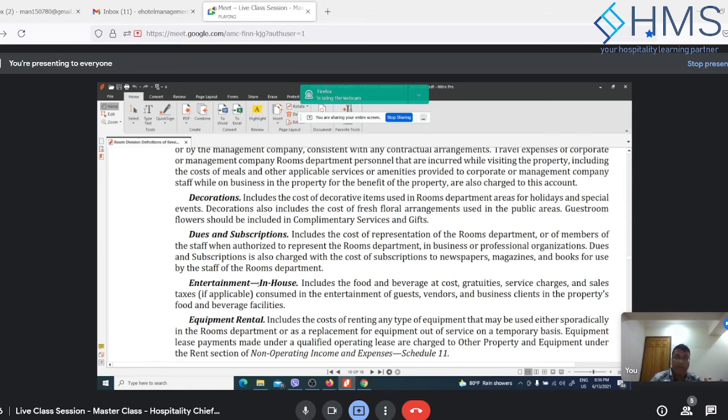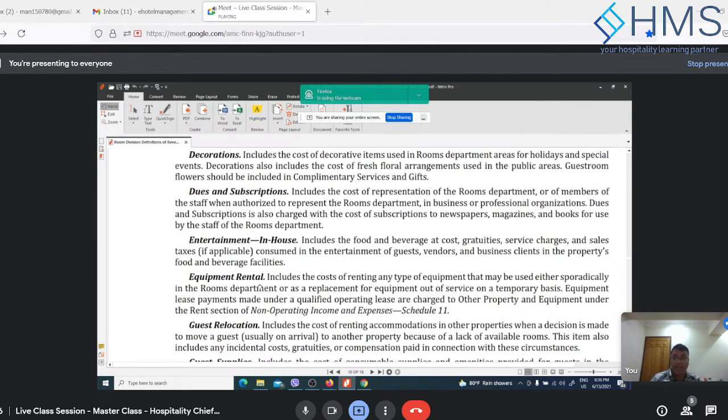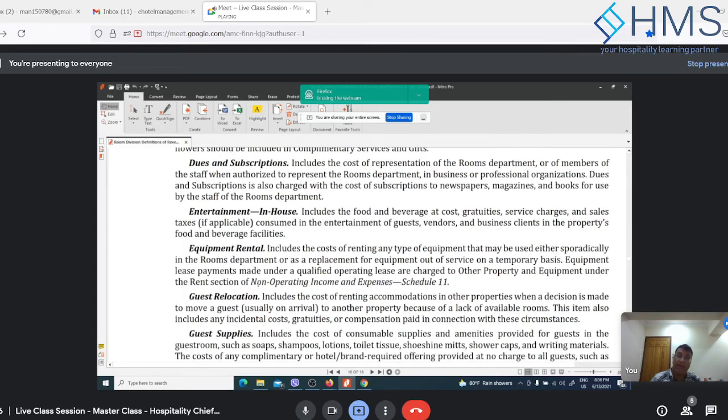Then you have dues and subscriptions for your in-house magazine or any other thing. Entertainment in-house is your cost of food and beverage which you are consuming in entertaining the guest or business clients from the rooms department, not from other departments. So if the rooms department is entertaining, then the cost will go here. But if another department is entertaining, then the cost will go to that particular department.